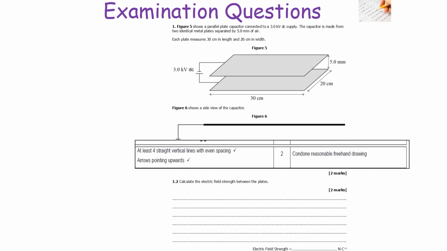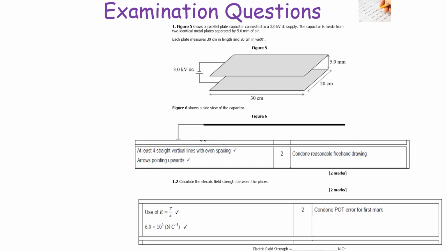Now the next one, the electrical field strength. We know that electrical field strength by definition is V over D. That's just a fact. So therefore we've got our value of V, 3000. We've got our value of D, which is the separation, which is 5 times 10 to the minus 3, so we work it through to be 6 times 10 to the 5.